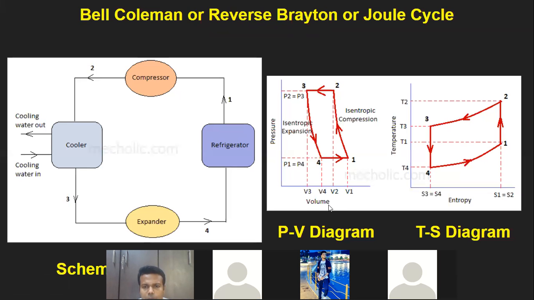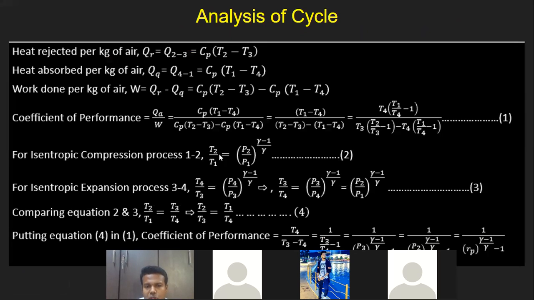When we talk about the process, whether it's 1 to 2 or 3 to 4, both are isentropic. Whenever it's an isentropic process, it doesn't matter whether it's a compression or an expansion. Isentropic can be either a compression or an expansion.